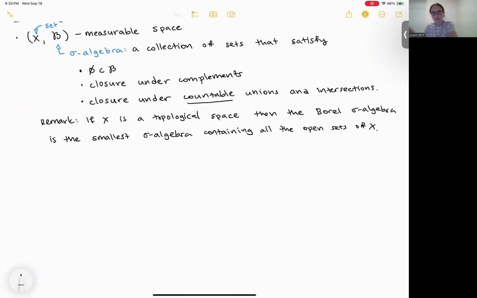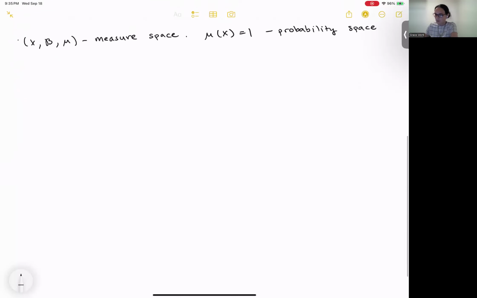So if we have our pair, a set and a sigma algebra, we get a measurable space. And if we add to this and make it a triple, a set, a sigma algebra, and a measure, we get a measure space. And in particular, if the measure of X is equal to 1, then we have a probability space.